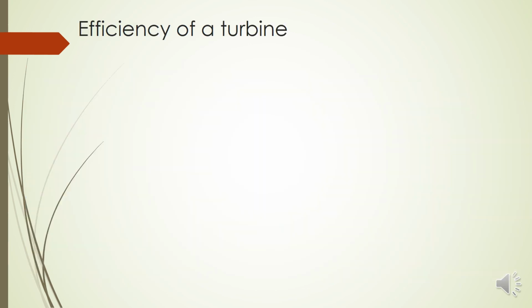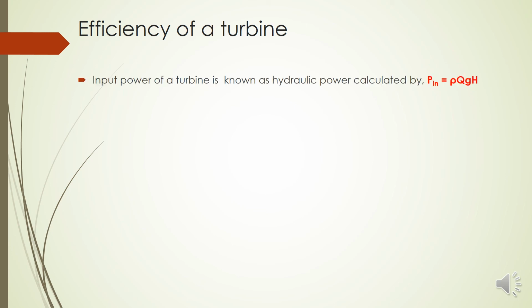Now we are going to the final section, how to calculate the efficiency of a turbine. Already we have discussed how to calculate the efficiency of a pump. So it is very easy. The efficiency means just output by input. So what is the input energy? Hydraulic energy. So the input power of a turbine is hydraulic power. We already have an equation, rho QGH. So input power can be calculated by this equation, rho QGH.